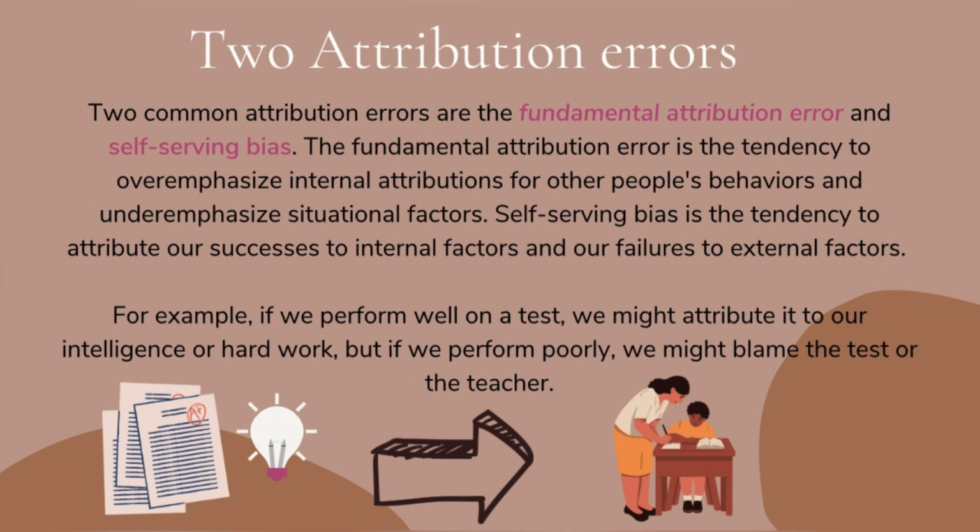The first is the fundamental attribution error, which is the tendency to overemphasize internal attributions for other people's behaviors. Then we have self-serving bias, which is the tendency to attribute our successes to internal factors and our failures to external factors. For example, if we perform well on a test, we might attribute it to our intelligence. But if we perform poorly, we might blame our teachers.